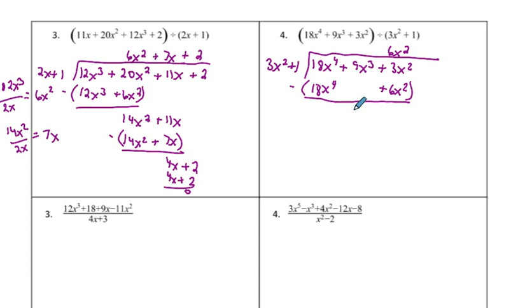All right, bringing down that 9x cubed. Now we have 3x squared minus 6x squared, so that's a minus 3x squared. Okay, now 9x cubed divided by 3x squared is 3x. Of course, we would have a 3x, a 0 here, and this gives us 9x cubed plus 3x.